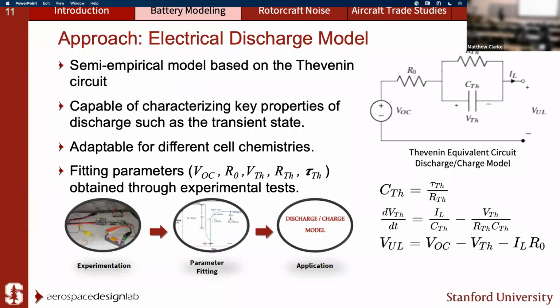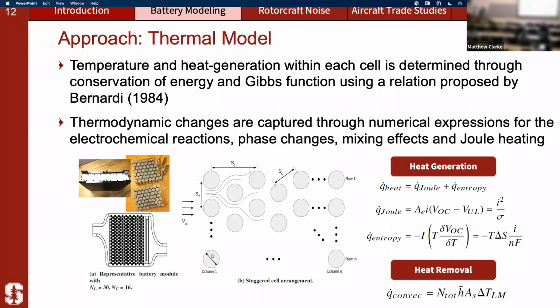Secondly, we have the thermal model, and the temperature and heat generation is typically captured through conservation of mass and energy, right? And here the thermodynamic changes, like I mentioned, are captured through numerical expressions. The first one is joule heating and entropy heating. So how do we start? Well, start off with a battery. This is the same module that you saw before.